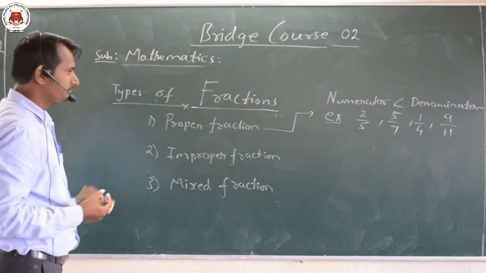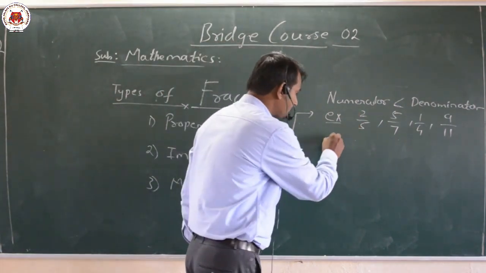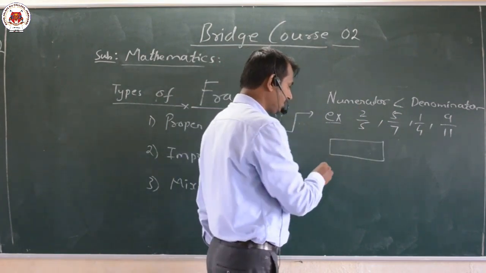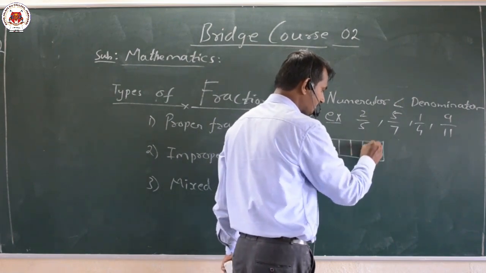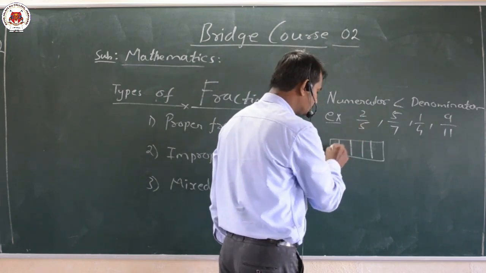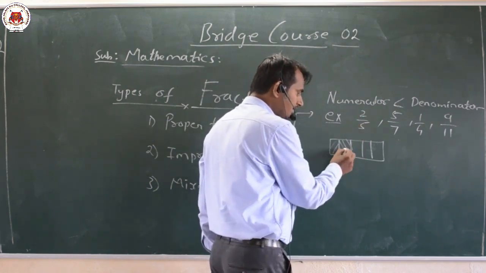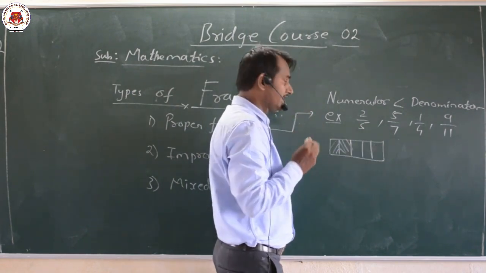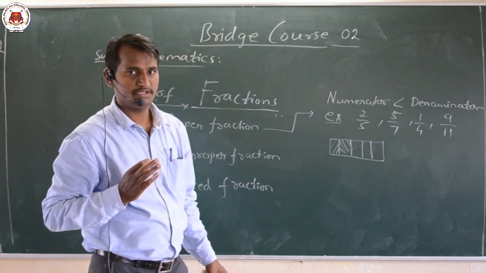Similarly, 2 divided by 5. One simple example is a bar. I am dividing the bar into 5 parts. How much do I require? 2 parts. So I have 2 out of 5 different parts. That is a simple example we can give for fractions.